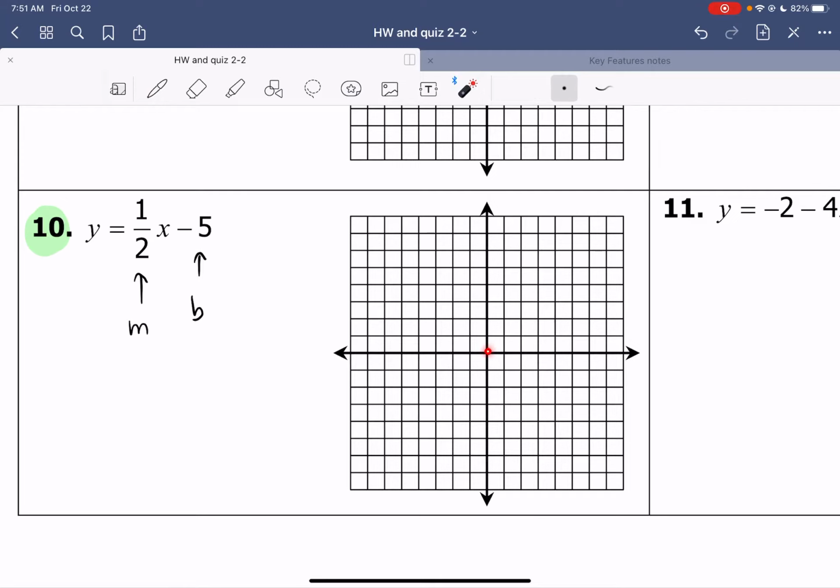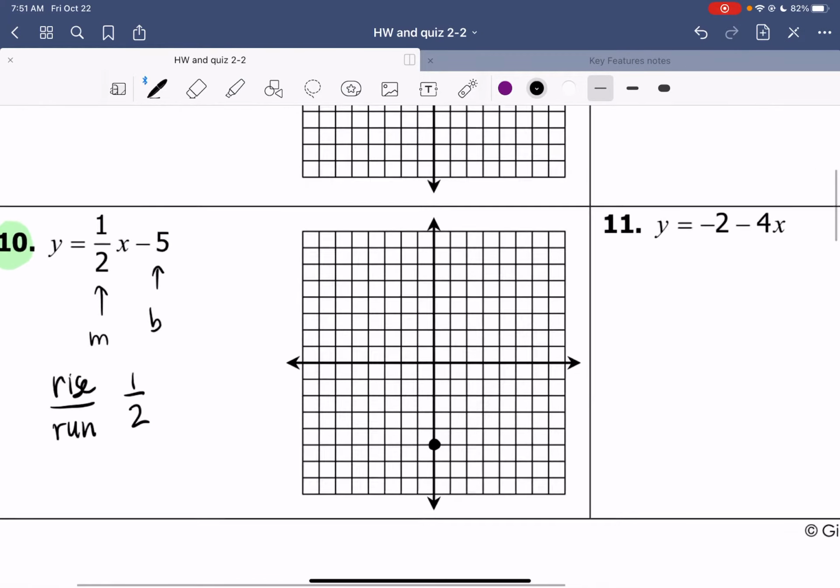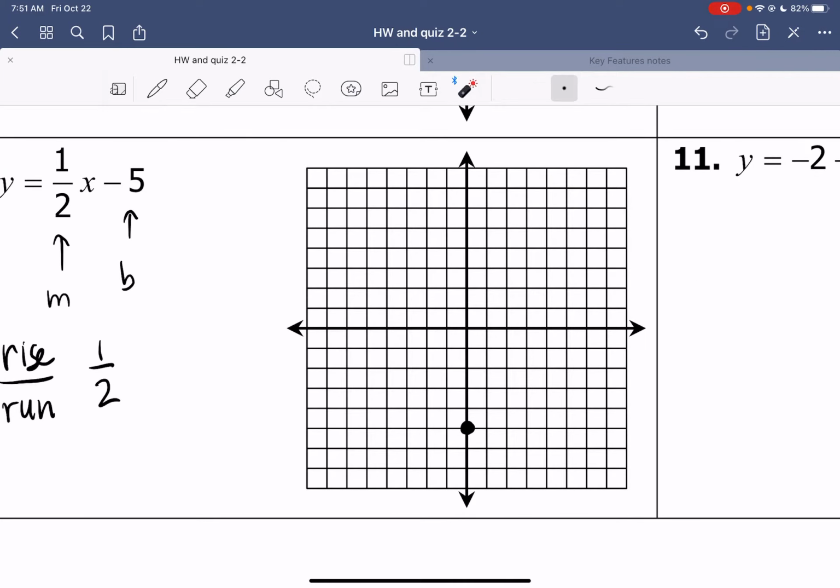So I start at the origin, count down 1, 2, 3, 4, 5. And then I will place a pretty point there. And then with my m, I'm going to convert this to a rise over run since we're using a graph. So I'm going to rise 1, run 1, 2.